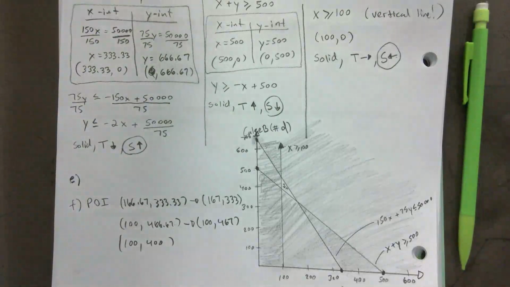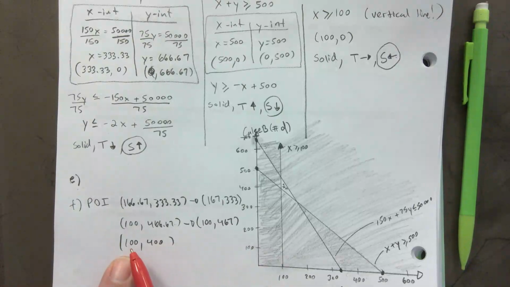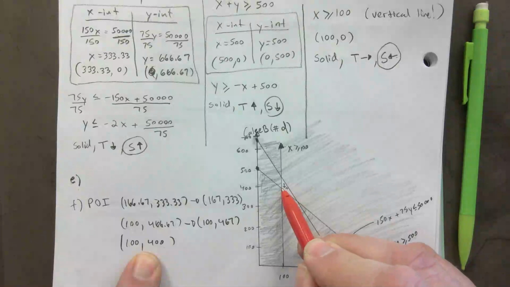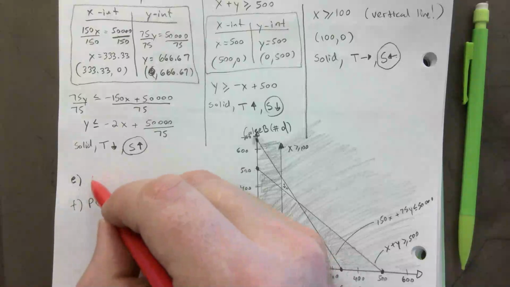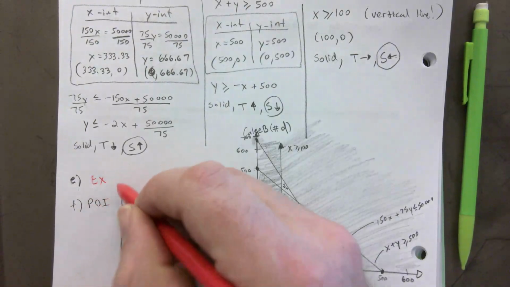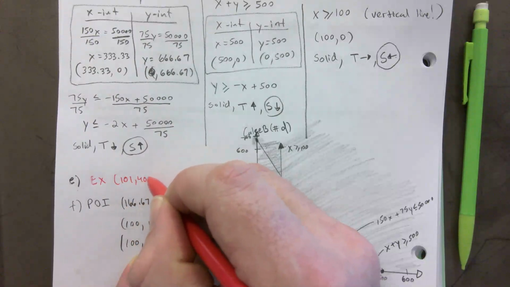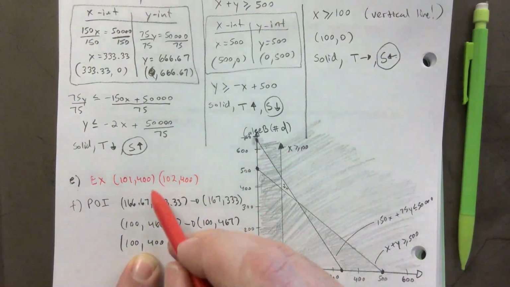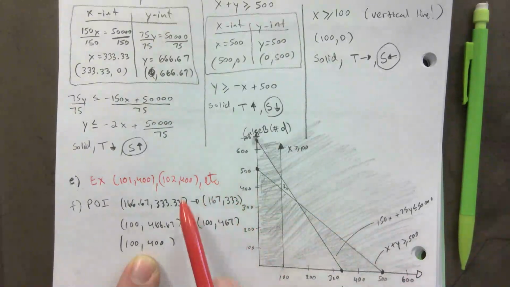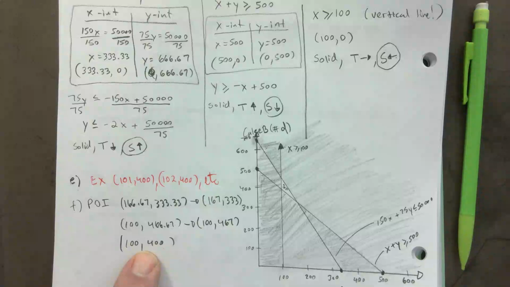I'm going to use a red pen for this following exercise here. Give me another possible solution. I'm going to go off of one of these points of intersection. 100, 400 is where? It's this one right here. So I'm just going to say 101, 400, just a little bit off to the side. You could do 102, 400. But to be absolutely sure, you could plug it into all the inequalities and see if you get it right for all of them.